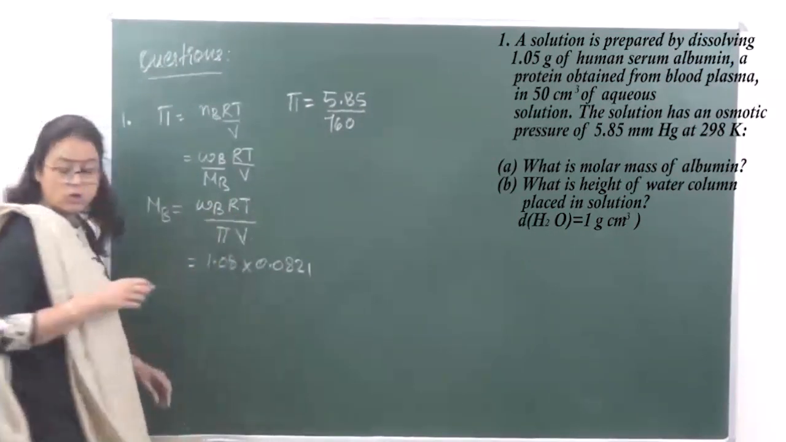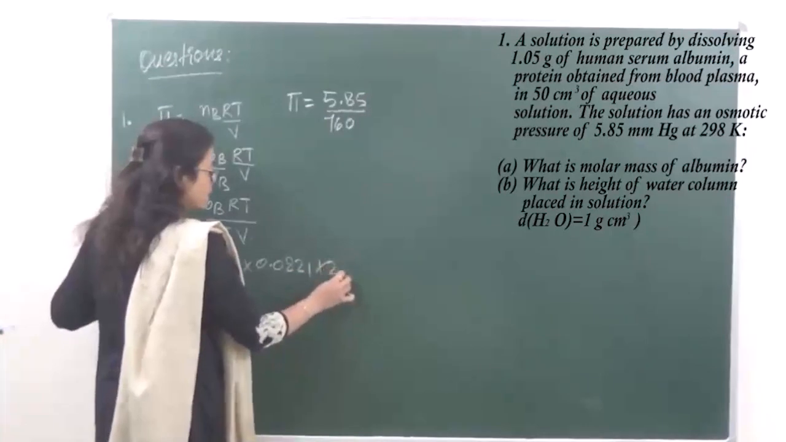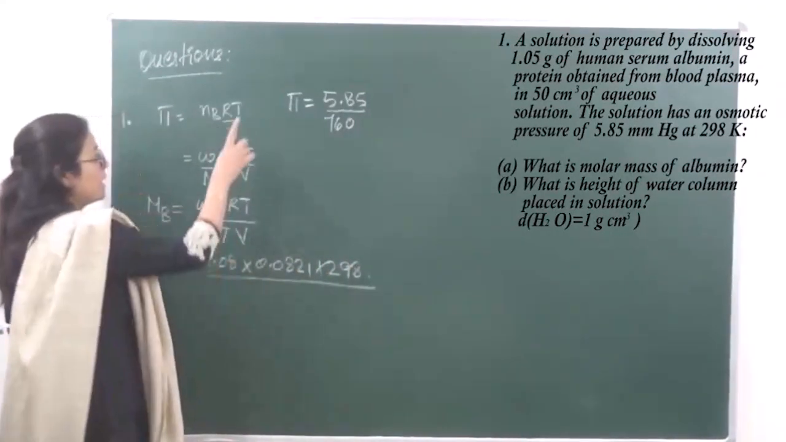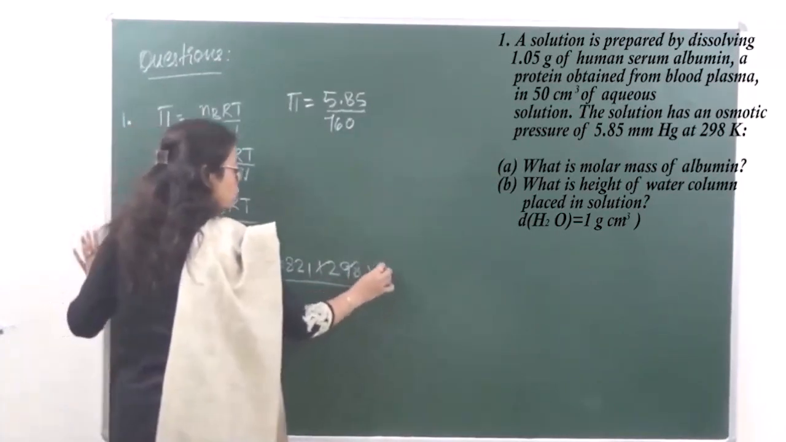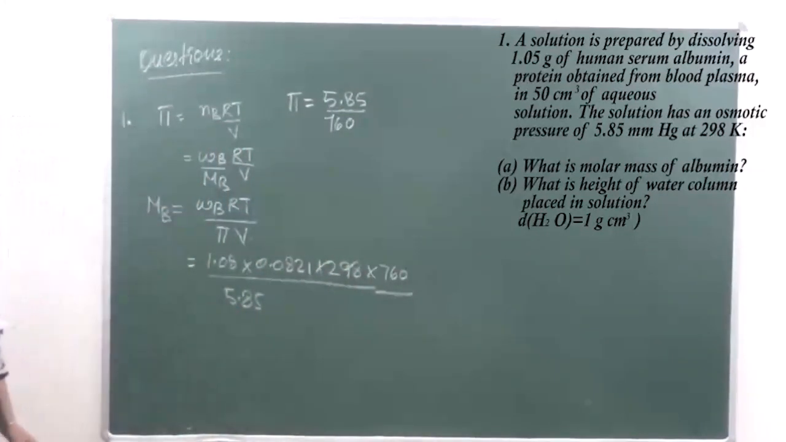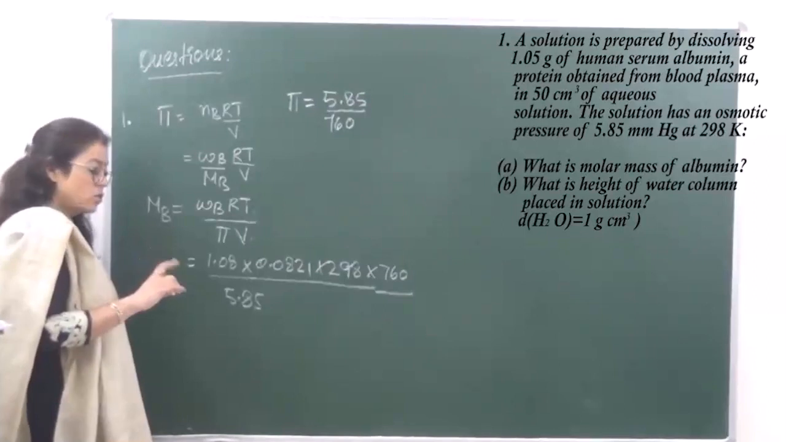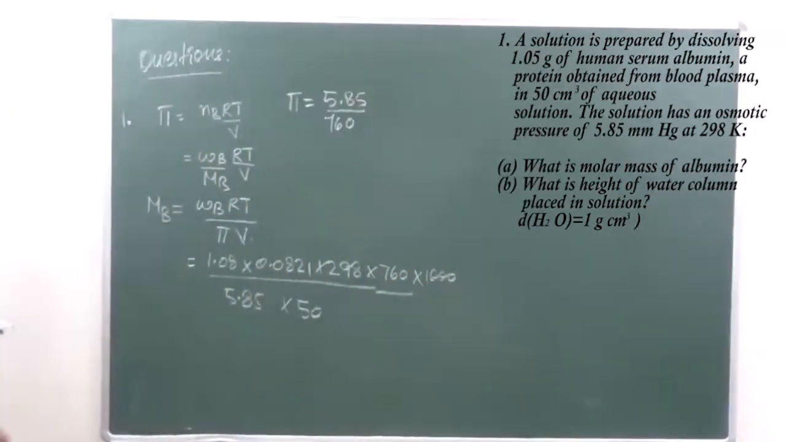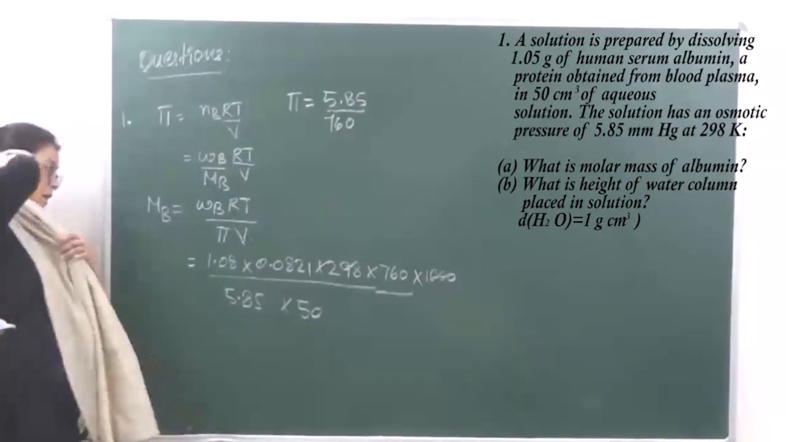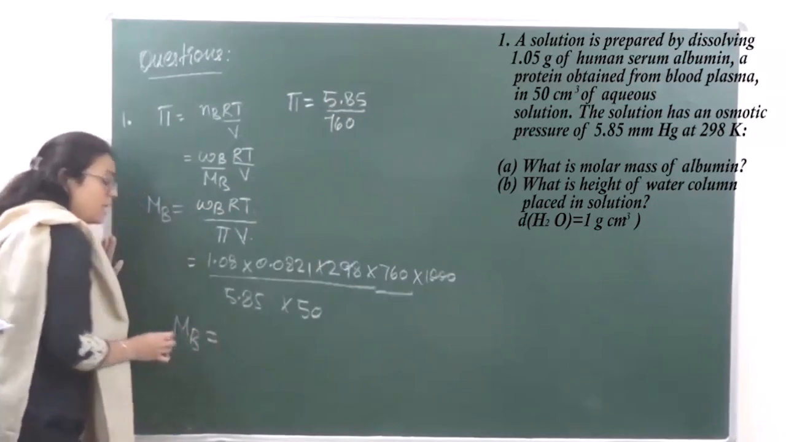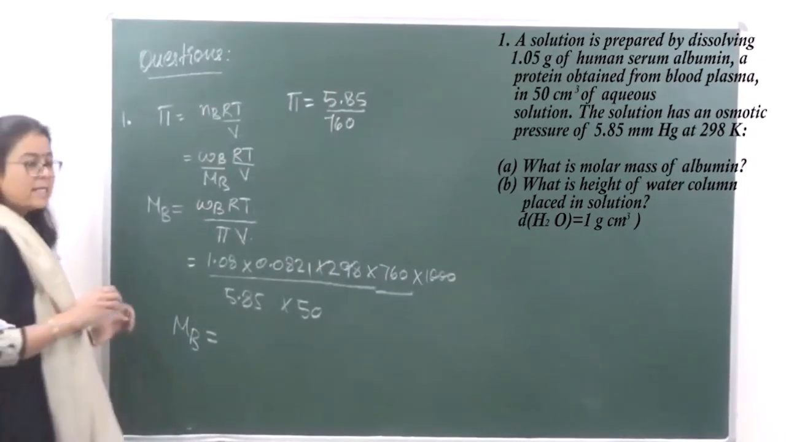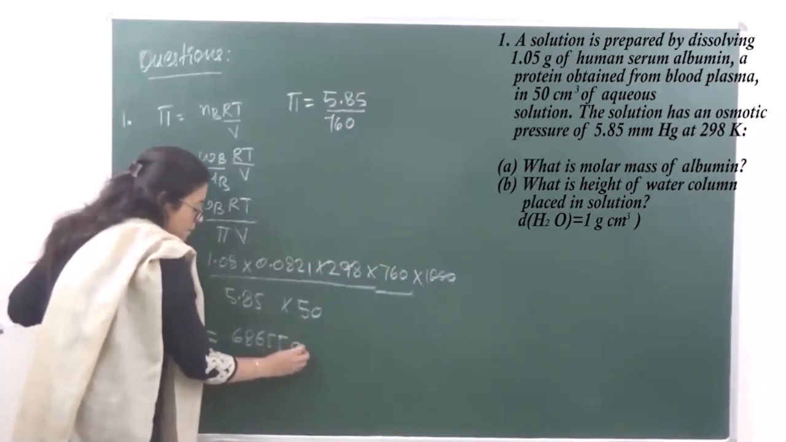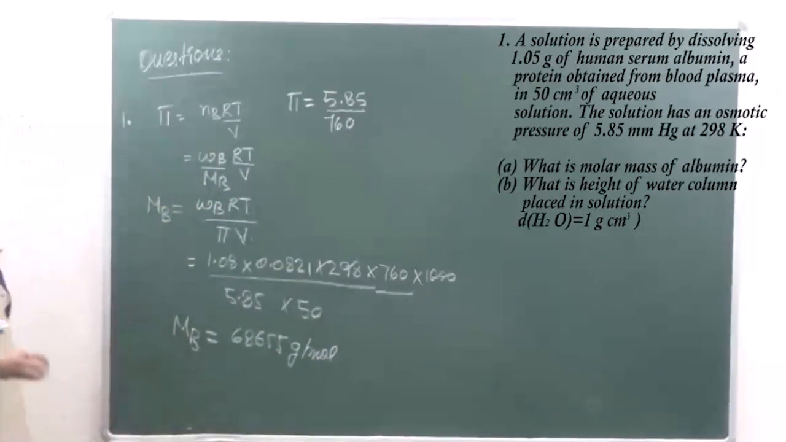So let's put the value of temperature also. Temperature given to us is 298 Kelvin, upon the value of pi, which is 5.85 into 760, okay, and the volume given to us is 50 centimeter cube. That also we have to convert into liters. To convert into liters, we multiply by 1000 on top, okay? So we have converted it into liters. When we do these calculations, in this case the value of molar mass, because it is a protein, will be very large. It comes to 68655 grams per mole.